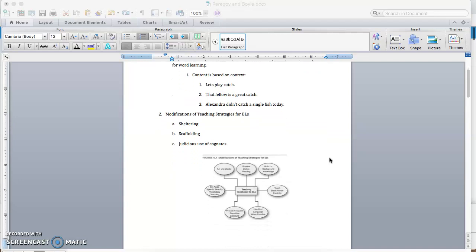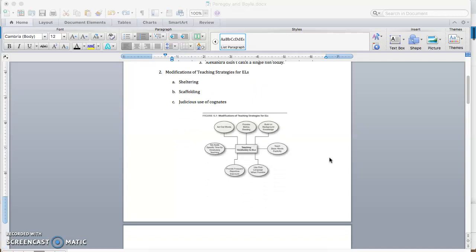And some of the things that they talked about is teaching content based on context. Right here we have a couple examples of how "catch" can be used in many different ways. And they were talking about how a single word in English, depending on its context, can have 40 plus different meanings. So it's really a good strategy to teach them based on context for these reasons.